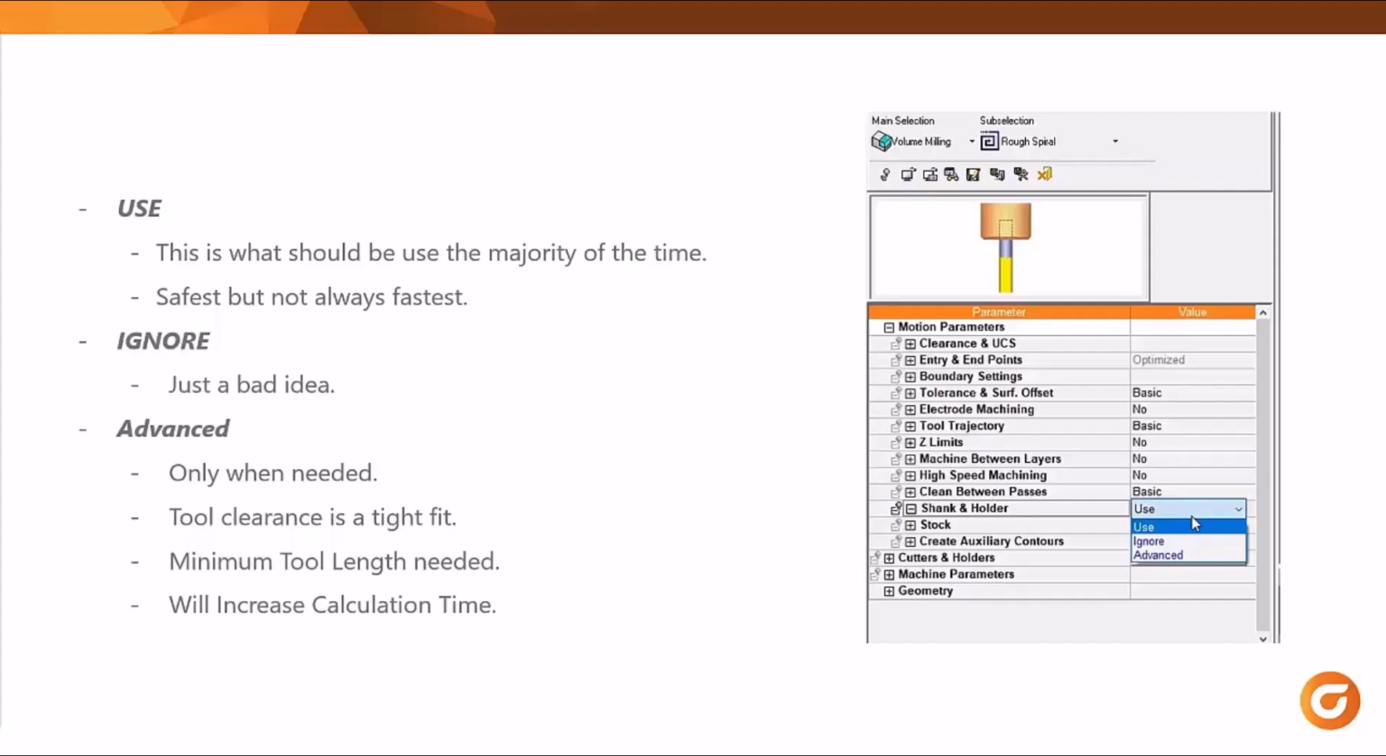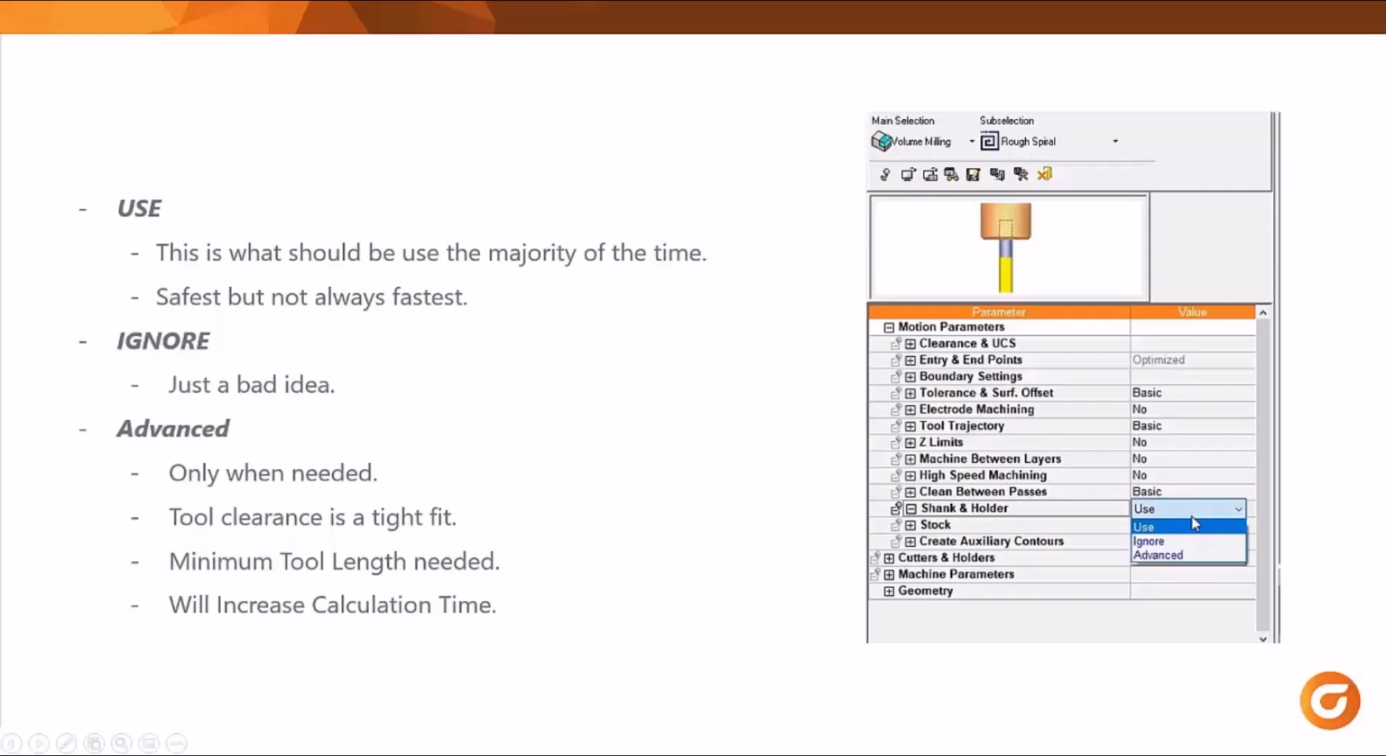Now, another option you have is ignore, which is just not recommended, but in some cases it does apply. The last option, which is what we're really covering today, is advanced. When you feel the need, or there is an application where the tool simply isn't going to get where you need it to, or maybe you need the minimum length of the tool, we need to switch the Shank and holder settings to advanced. This is particularly helpful for tool clearance when it's a tight fit, or maybe the Z is too close.